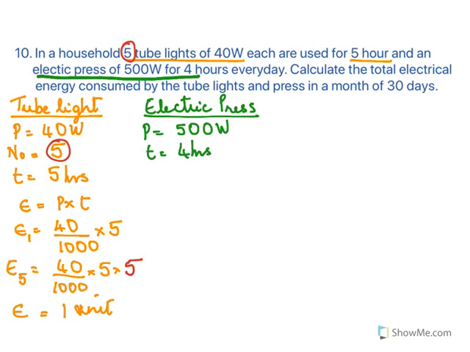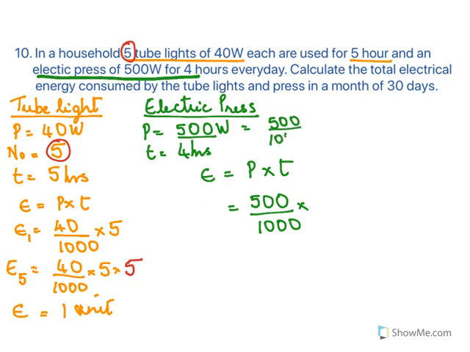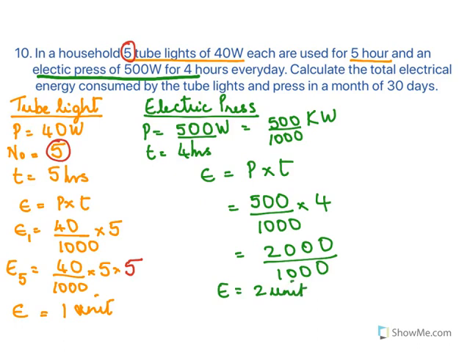Let's go up and see for the electric press. Again, same formula, energy equals power into time. Now remember, my power has to be in kilowatts. So 500 watts I divide by 1000 to make it kilowatts. He's given only 500, but I make it 500 over 1000 because I need to calculate it in kilowatts. And the time has to be in hours, so it is 4 hours. And it's just one press, so there's no problem. So it's 20 over 10, so the energy consumed here is 2 units.